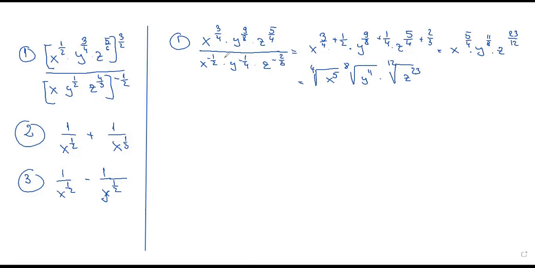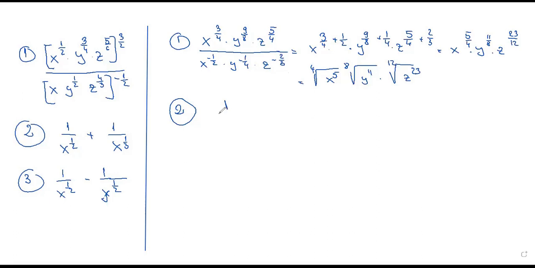Okay, 2. Now this is a little bit different. We need to bring a common denominator. How do we do that? Would the common denominator be x to the 1 over 6? Let's think about it. I don't know, I just wrote the problem. I didn't think how to do it. We have to figure it out.